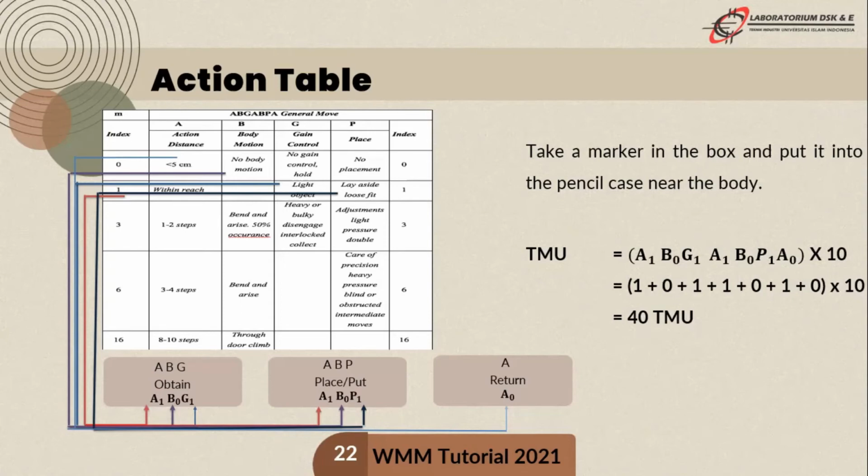Okay, next the second group, place, A, B, and P. For A, it gets 1 index because once again it needs a reaching activity. For body motion, once again it is 0 because the body is not moving. For the P aspect, we get 1 index because it says lay aside, loose fit. And then A for return is equal to 0 because the activity doesn't need to go back.